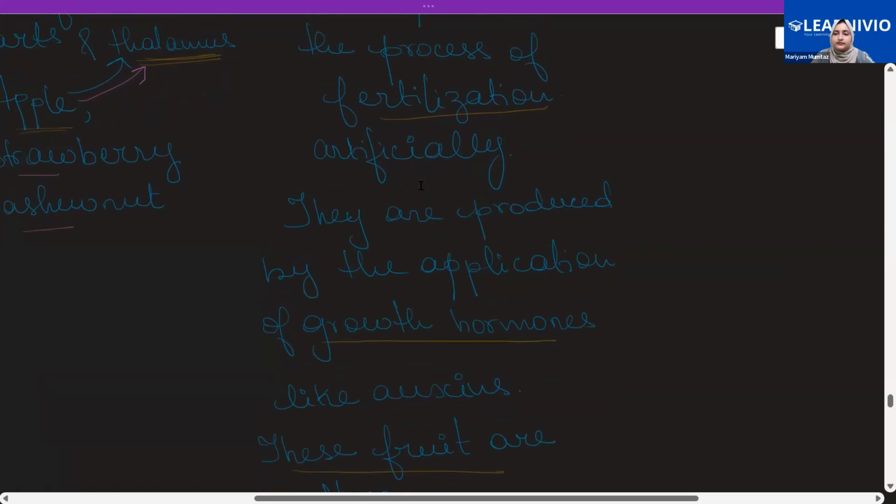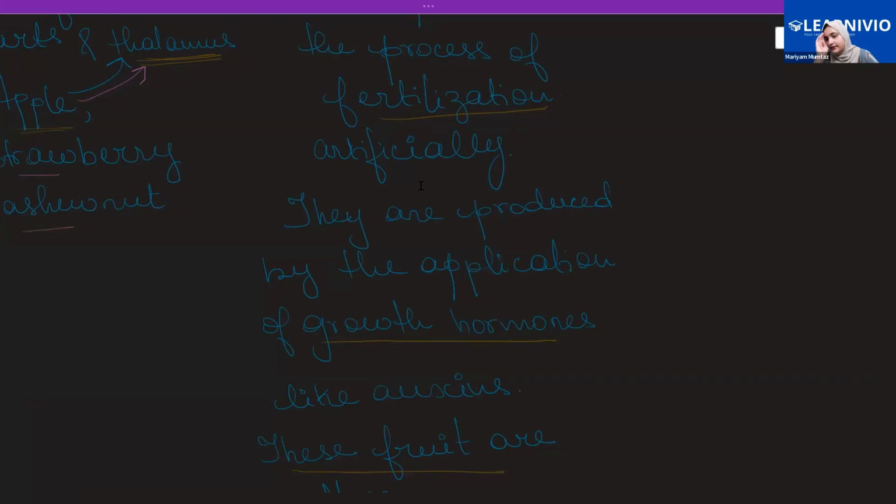And these fruits are going to be seedless. Why will they be seedless? Because they're not fertilized. The ovule is not fertilized, and the fertilized ovule becomes the seed. Since they do not have any fertilization taking place, they'll not have any seed formation.